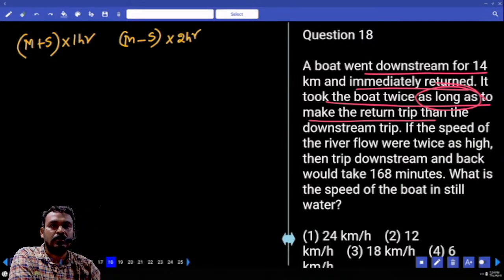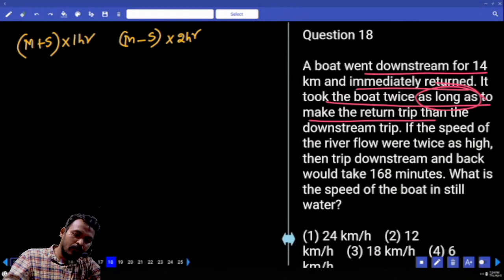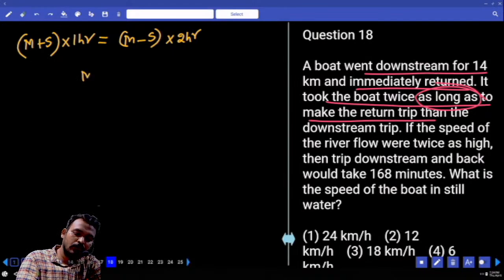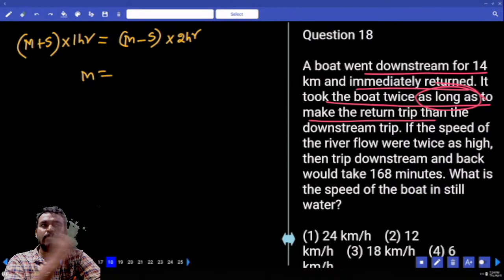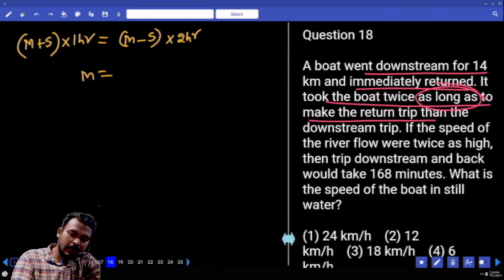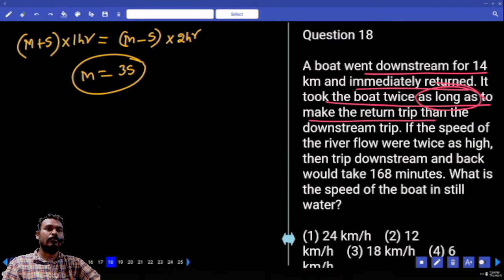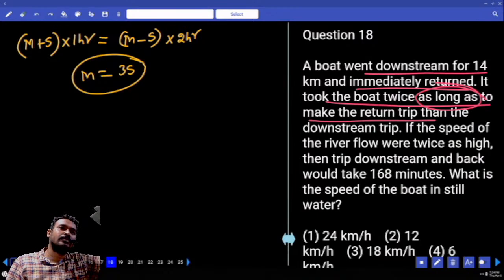On the left hand side, downstream speed into time. On the right hand side, upstream speed into time. Both cover equal distance. Left hand side 2m, right hand side 1m. The difference is m. Left hand side minus 2s will become right hand side plus 2s. Then m equals 3s. So the m value is 3s, but the s value is only s. In place of m, we substitute 3s.